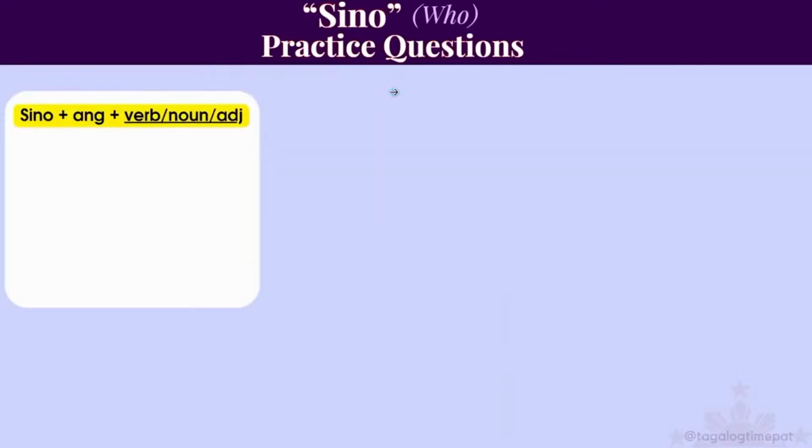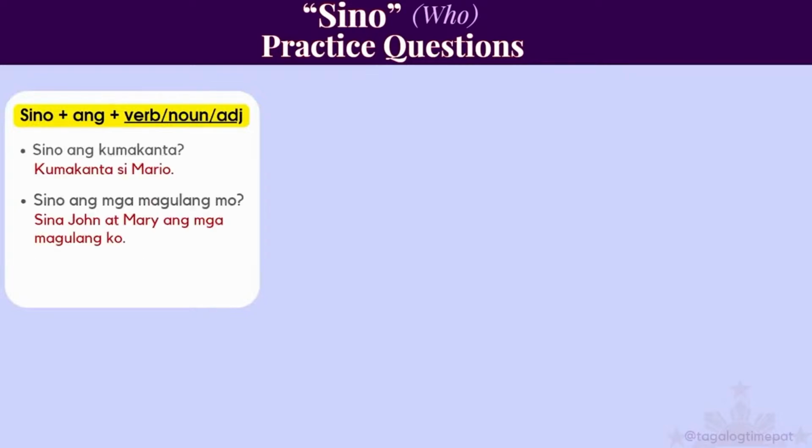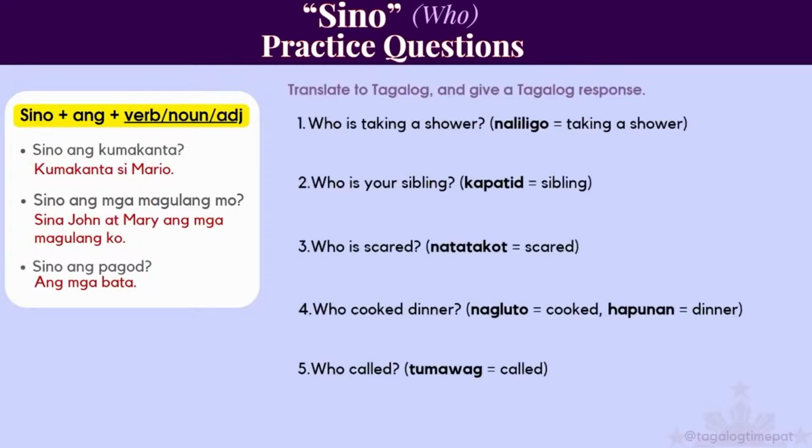So sino ang plus a verb, noun or object or adjective. And here are the examples there. And let's do number 1 together. Who is taking a shower? Naliligo means to take a shower or taking a shower. So it would be sino ang naliligo. Sino ang plus the verb. Sino ang naliligo? Easy, right?